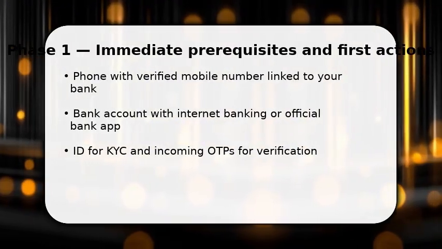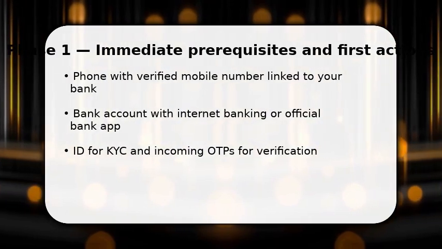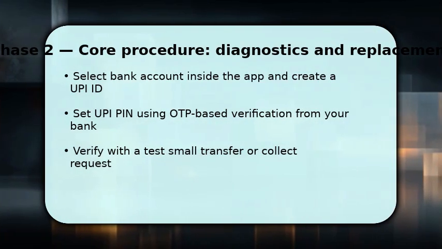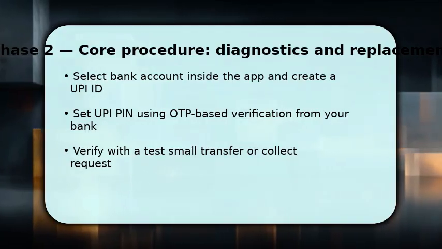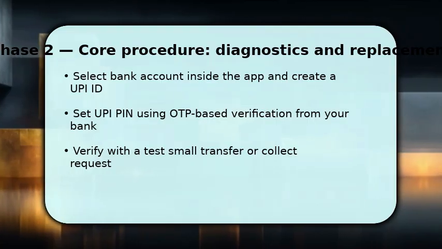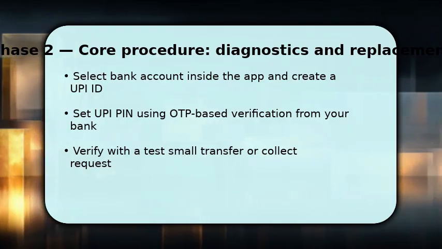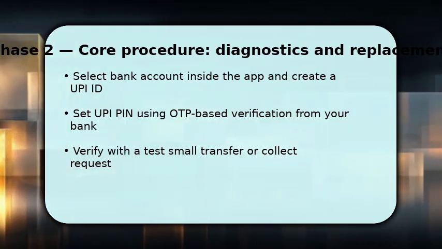Now, move to linking the account inside the app. That link is the foundation for cardless online payment. Next, create a UPI ID tied to your bank account inside the app. It's the address you'll pay from. When prompted, set a UPI PIN. This typically uses an OTP sent to your registered number to authorize the PIN without needing an ATM card.